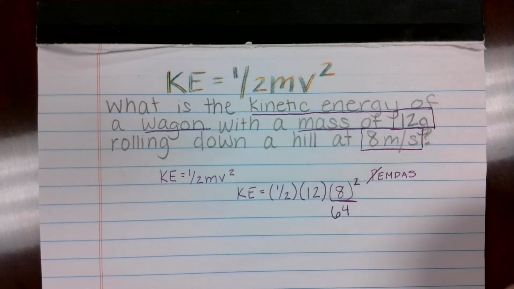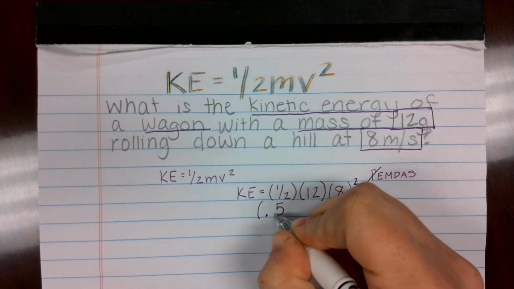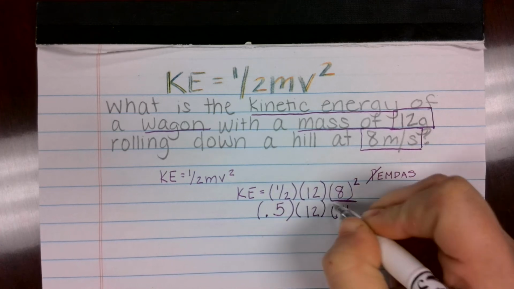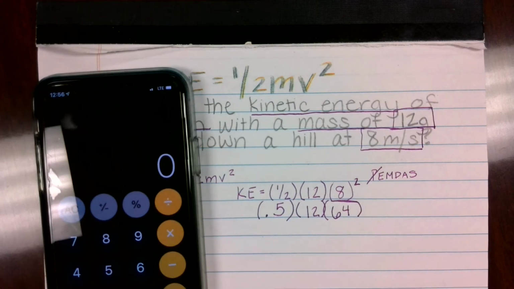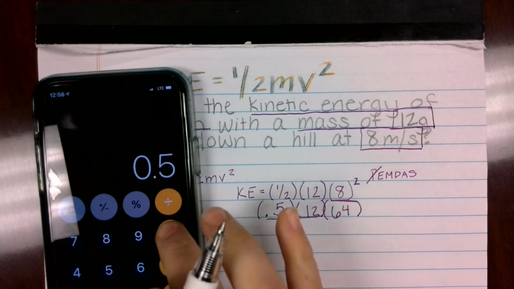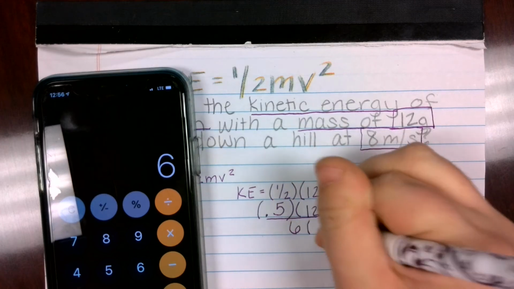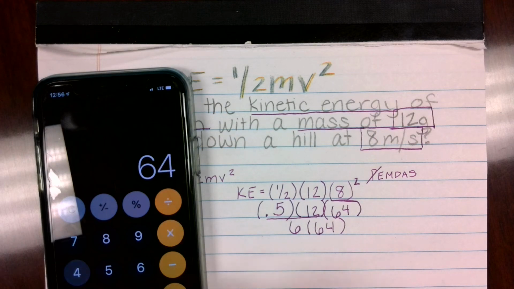So, another way that I can write my 1/2 so that I can put it in the calculator is 0.5. So I have 0.5 times 12 times 64. Now, I'm going to go ahead and just solve across. I have my calculator out. So the first thing that I'm going to do is 0.5 times 12. 6 is my answer. And then I'm going to do 6 times 64.